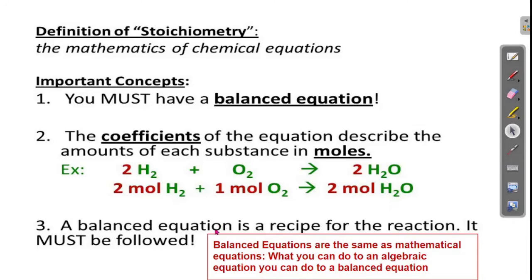I have mentioned this in red several times, so I'm just going to mention it one more time because it's important before we get started doing stoichiometry for you to have this clear in your mind. A balanced equation is the same as a mathematical equation. So you can multiply, divide, you can do anything that you would do to an algebraic equation to this balanced chemical equation. Okay? So how does this work? We'll see in a minute.